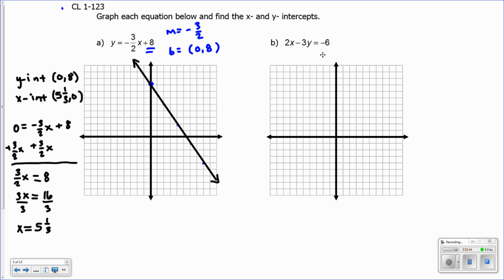The second one here, a couple ways you could look to graph this one. You could put it into slope-intercept form. If you do, you just got to isolate the y, which means you got to subtract 2x. I'll do that over here in case anybody's looking to do that method. So 2x minus 3y equals negative 6. Subtract the 2x from each side. Make sure you do not forget to bring down the negative with the 3. This is negative 3y equals negative 2x minus 6. And then you got to divide by negative 3 all the way through your equation.